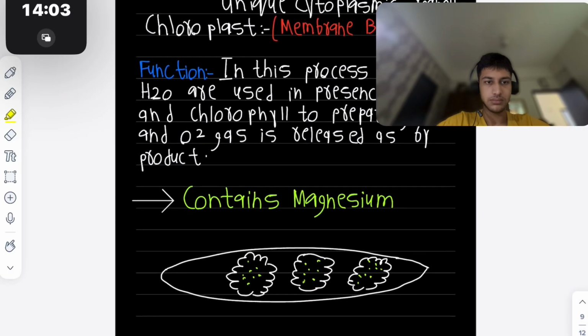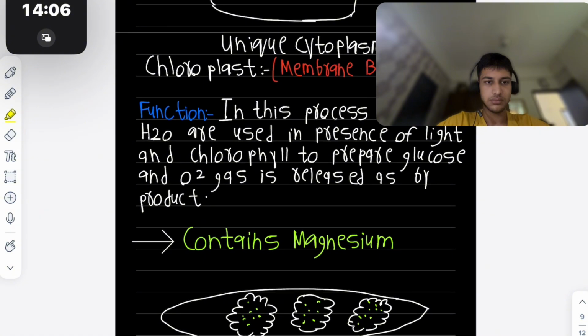Now we are going to talk about some unique cytoplasmic organelles. Unique means they have an entirely different function. We have the chloroplast. Remember that chloroplast contains magnesium, and it is a membrane bound organelle. Its function: carbon dioxide and H2O are used in the presence of light and chlorophyll to prepare glucose, and oxygen gas is released as a byproduct.